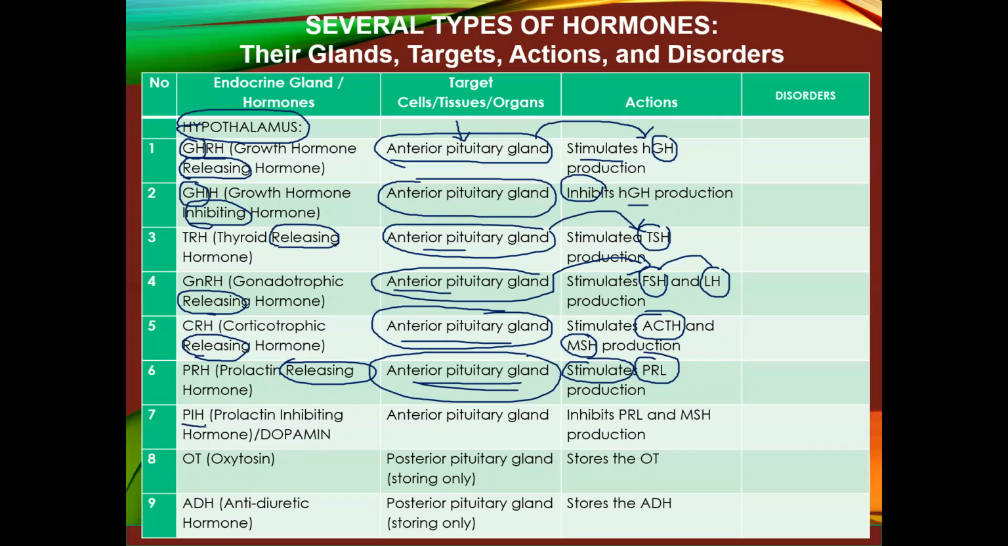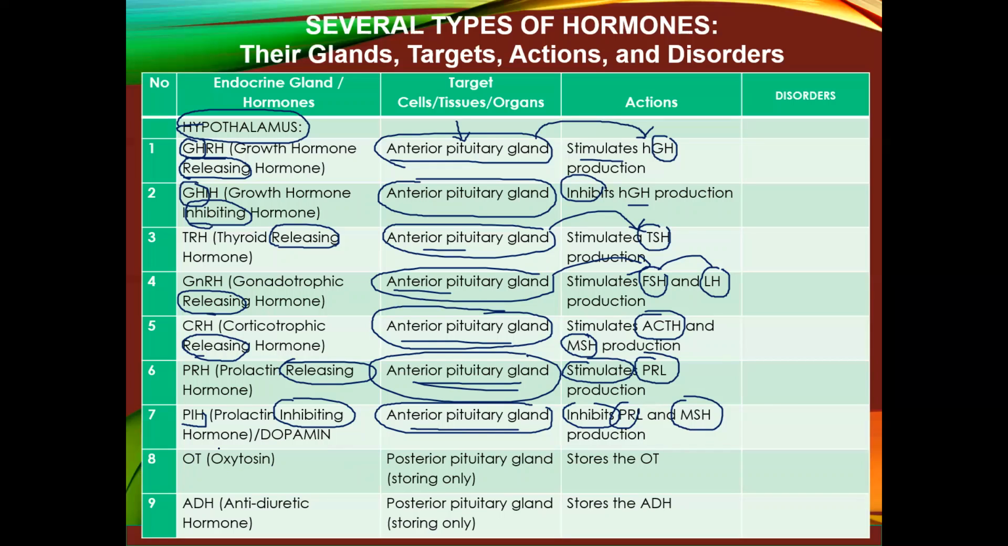PIH, the name is telling you this is prolactin inhibiting hormone. Therefore, the action will be to inhibit prolactin and also melanocyte stimulating hormone. Both of these hormones are produced by the anterior pituitary gland. So the anterior pituitary gland will be the target for this PIH.